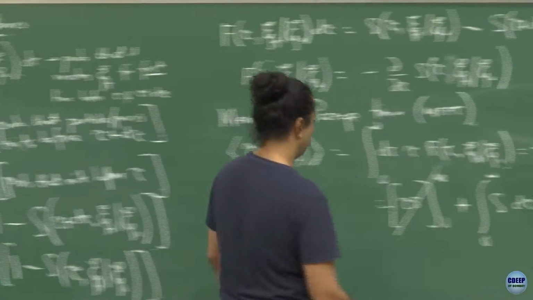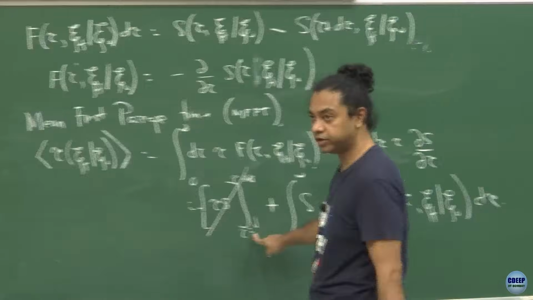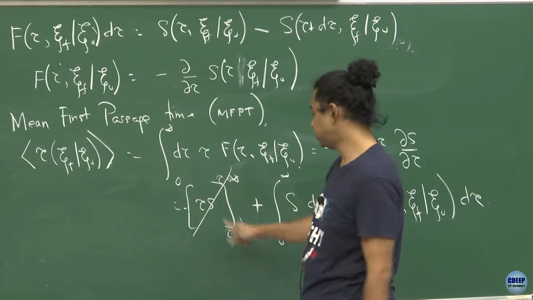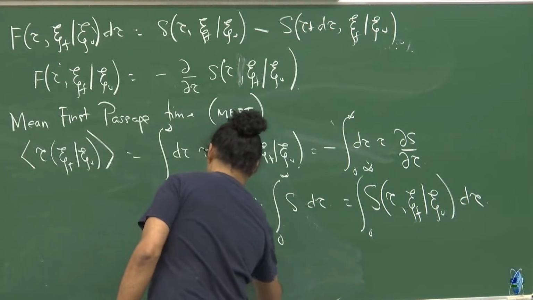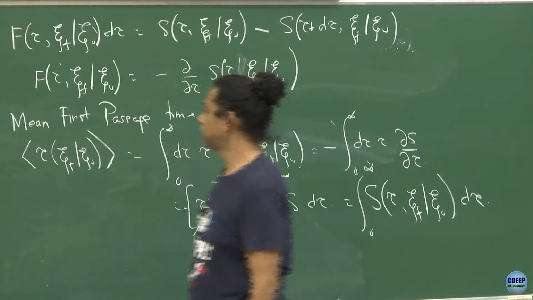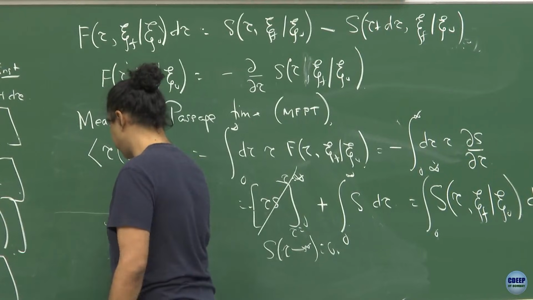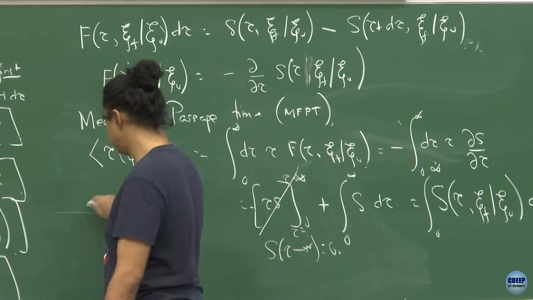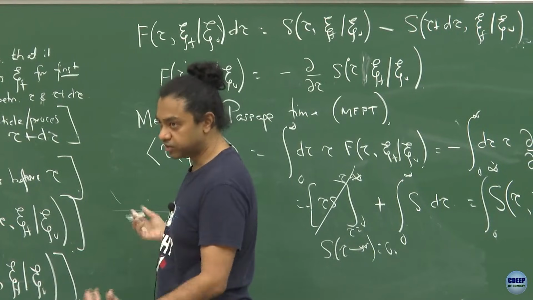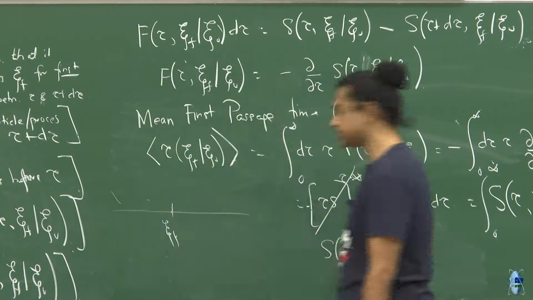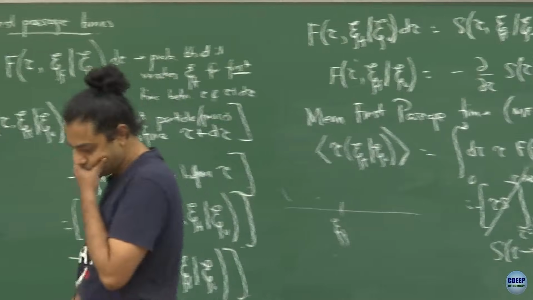These are my limits, tau equal to 0 to tau equal to infinity. At 0, tau itself is 0. At infinity, s of tau going to infinity is 0, right? Because I have my xi f where I have put my absorbing boundary. So, if you waited long enough, sometime it will come here. At infinity, nothing will survive if you waited long enough. So, s of tau going to infinity is 0, and this first term drops out.